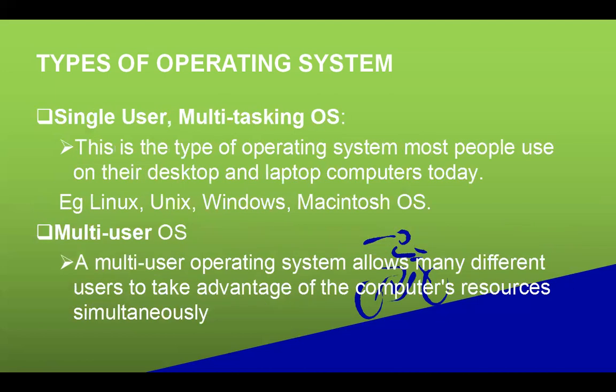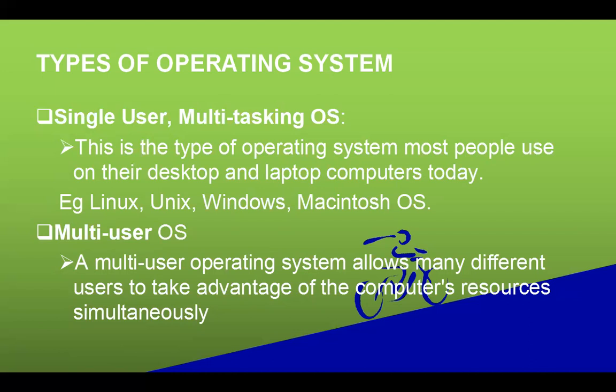Moving on, the other type is the single user multitasking OS. This is the type of operating system most people use today in their desktop and laptop computers, including Linux, Unix, Windows, and Macintosh OS. Those are the main examples of single user multitasking OS. It operates using one user, and there is multitasking of various tasks in the computer.